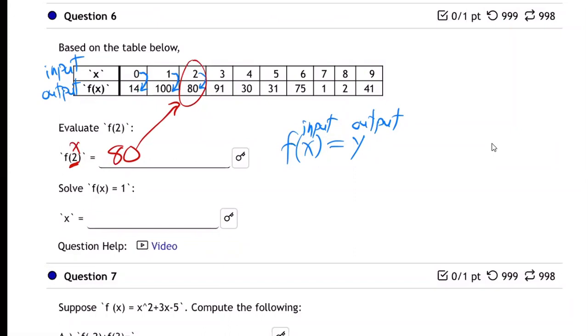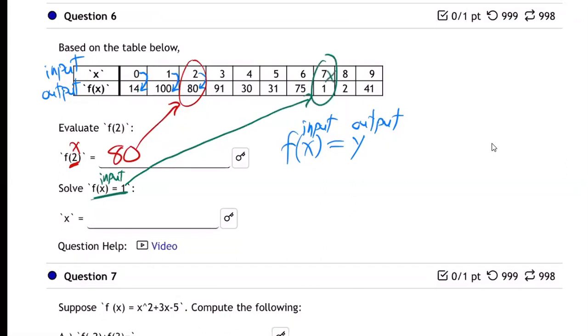Okay. Well, how about the next part here? f of x equals 1, meaning what is the x, what goes in, what's the input that gives you an output of 1? You see it right here?